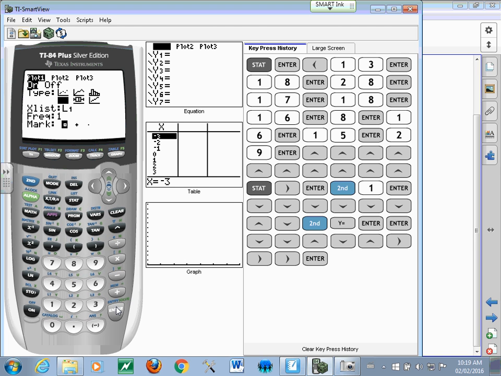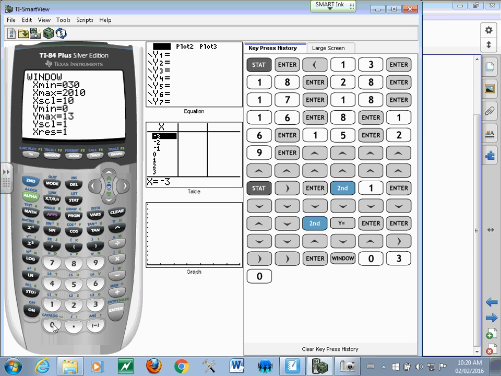It says I've got L1 as my X list and a frequency of 1. That is what I want. Okay. And next, the step tells us to press window. When we take a look at our window, this was reset from before. So my minimum value of X, we could put a 0. And our maximum value, according to our numbers, was 29. So I'm going to make sure I can see it, so I'll put down 30.